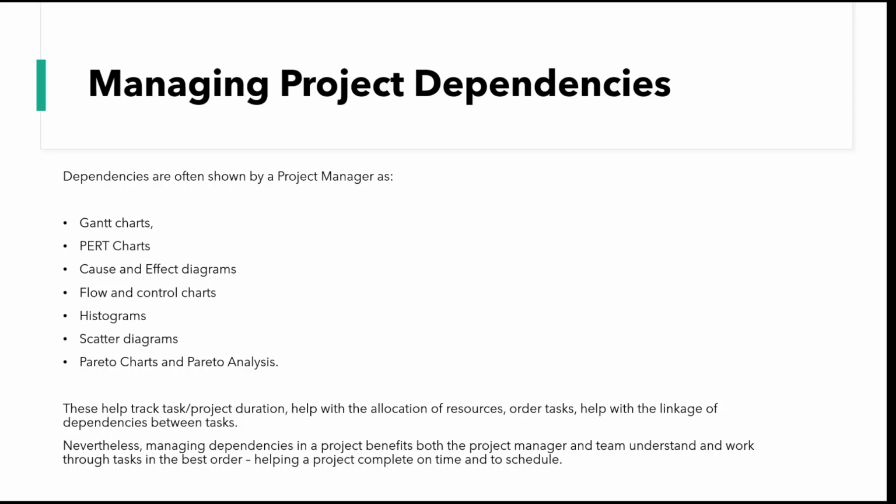But either way, all of these different charts and diagrams help track task and project duration. They help with the allocation of resources, they help to order tasks, and they help with the linkage of the dependencies between the tasks. So they're very, very useful to draw up. And nevertheless, managing dependencies in a project benefits both the project manager and the team. It helps them understand and work through tasks in the best order and ensure that a project completes on time and to schedule.